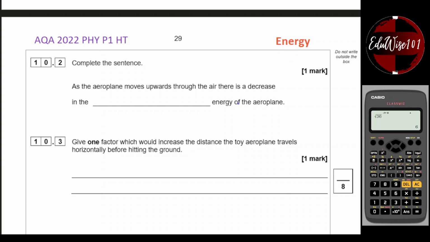Question 10.2. Complete the sentence. As the airplane moves upwards through the air, there is a decrease in the kinetic energy of the airplane. So the kinetic energy decreases. Gravitational potential energy is actually increasing.